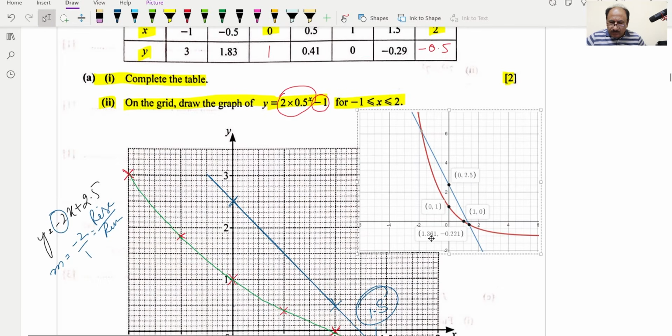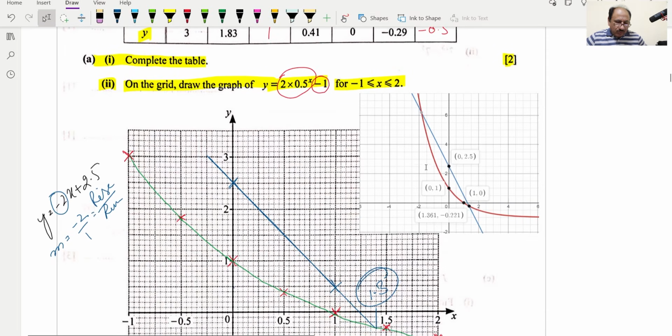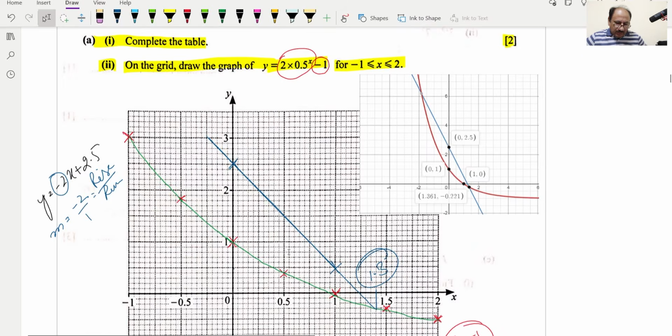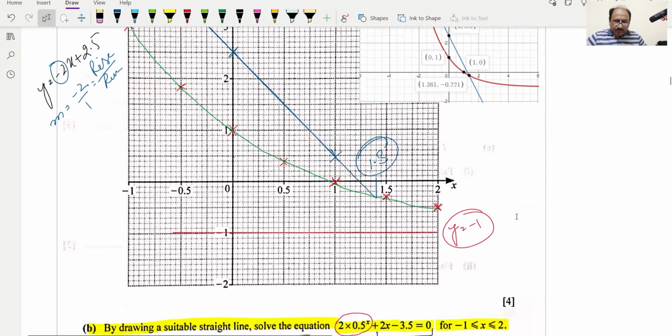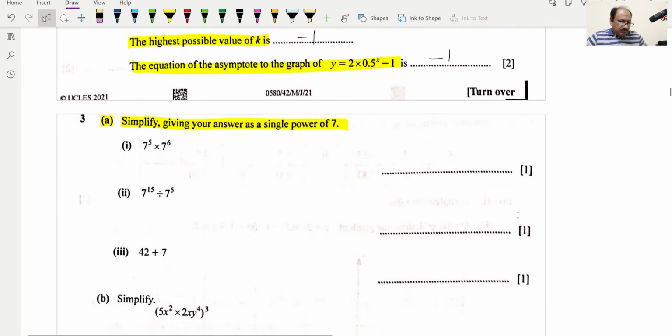You can see 1.361 and the straight line intersecting the curve, and this type of curve is the perfect curve which we are required to draw. And if you check, our drawing is almost similar to this one. So this is basically the portion which we have drawn, and this is perfectly the same as we have done over here. So this practice will be fine for you. Now we can move to question number 3.